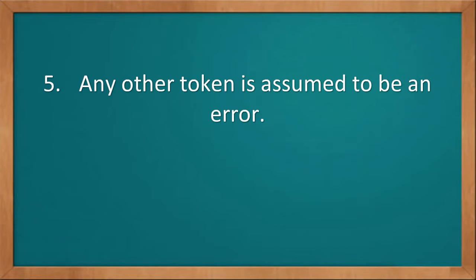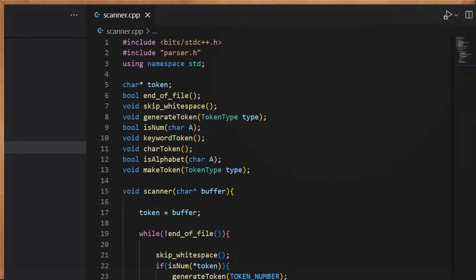So in our scanner.c++, we'll first include our token.h header file into the scanner. So this will allow us to call our tokens. It will later be renamed to parser.h in a future tutorial. Then I've declared some functions we'll use in our scanner. They include the skip white space, generate token, is num, keyword token, char token, is alphabet, and make tokens. We'll discuss what they do next.